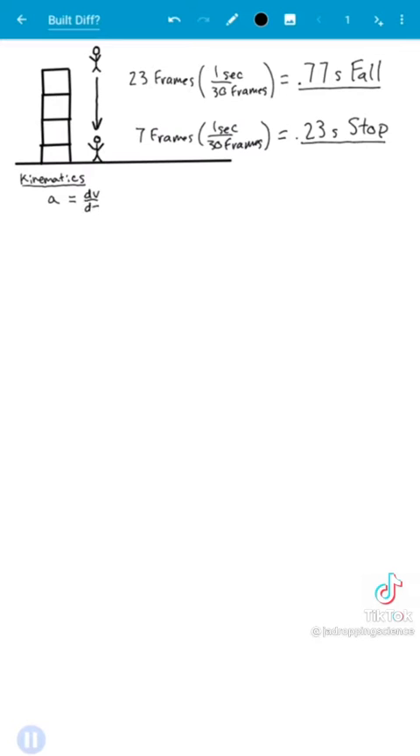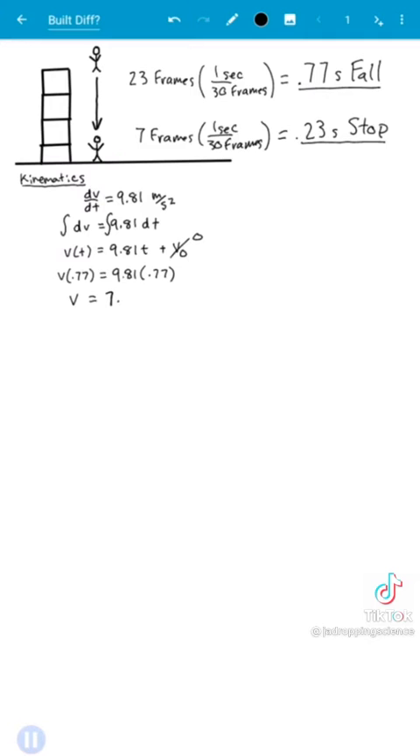Acceleration is defined as the change in velocity over the change in time, which is 9.81 meters per second squared on Earth. Now we separate the variables and integrate. This is an indefinite integral, so we get velocity as a function of time is equal to 9.81t plus C, and that C is the initial velocity, which is 0 in our case. Now let's plug in 0.77 seconds to figure out how fast he's going right before impact. This value comes out to 7.55 meters per second.